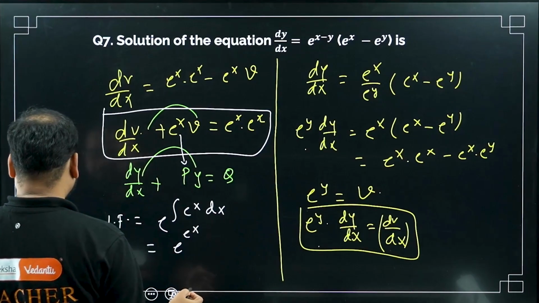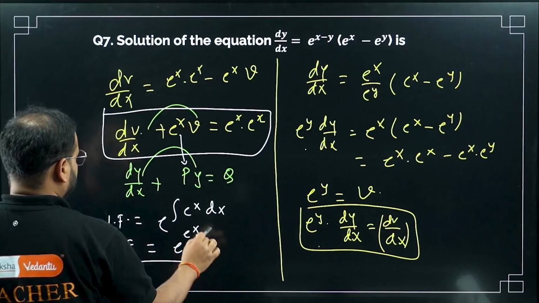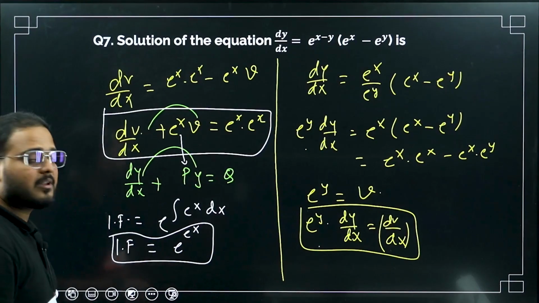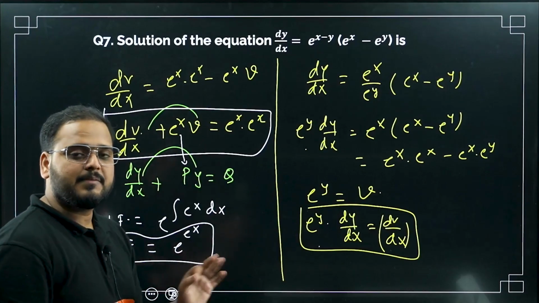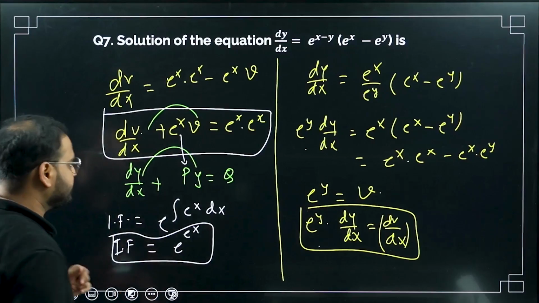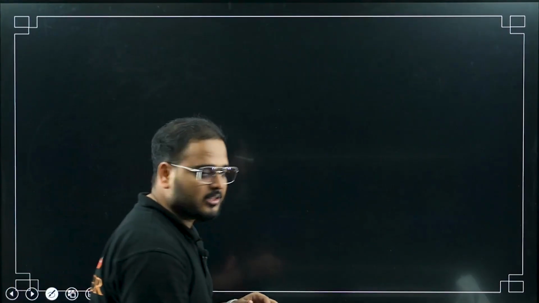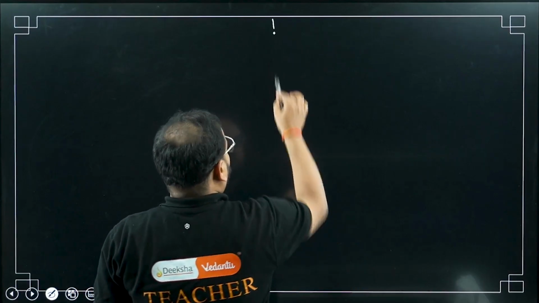This is my IF. This is my IF: e to the power e^x. Okay. Looks confusing, looks challenging. We'll see. That's the solution. We know the steps. We'll follow that strictly. Doesn't matter what happens.